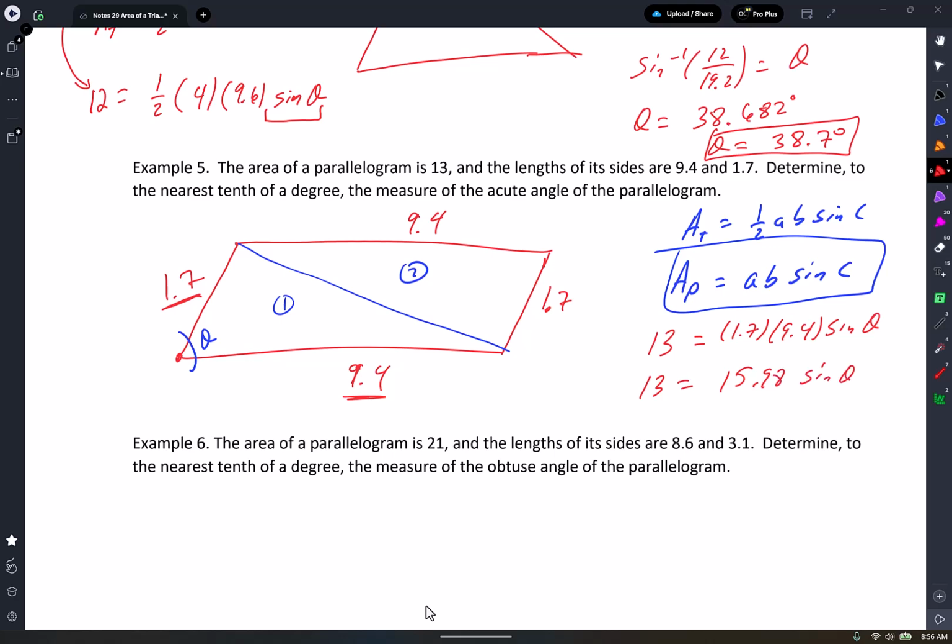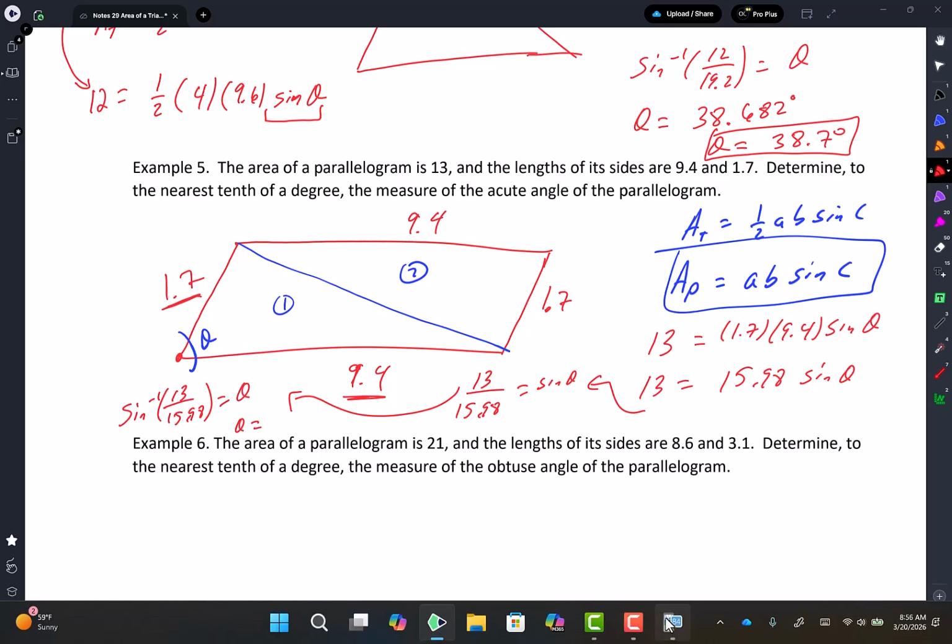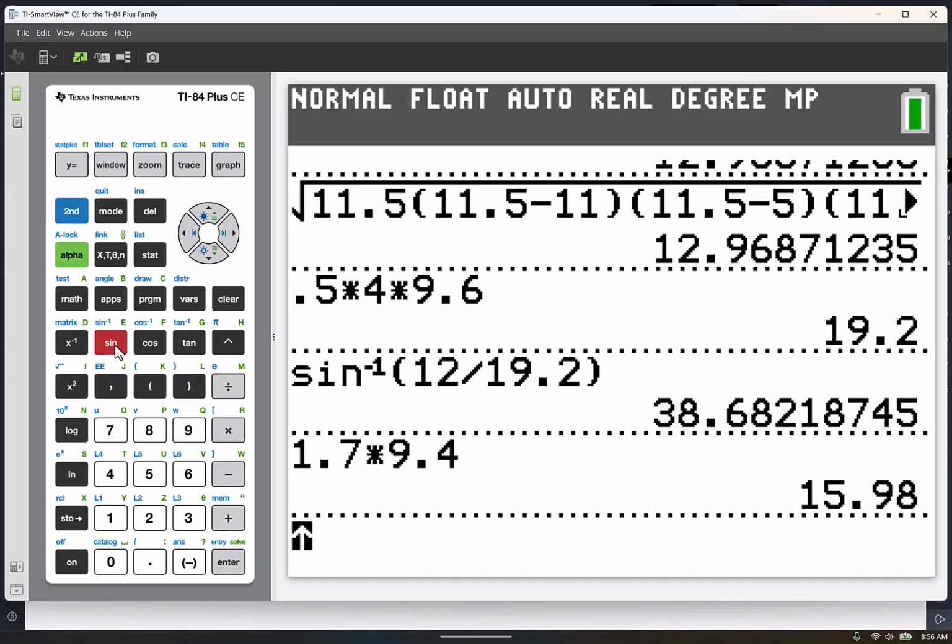What's my next move? Divide. So 13 divided by 15.98 equals sine theta. What's my last move? Inverse sine or arc sine. Perfect. Inverse sine of 13 divided by 15.98. And that's going to give me my theta. So theta equals, and let's see what that is. Arc sine of, I already forgot, was it 13? Yeah. Divided by 15.98.